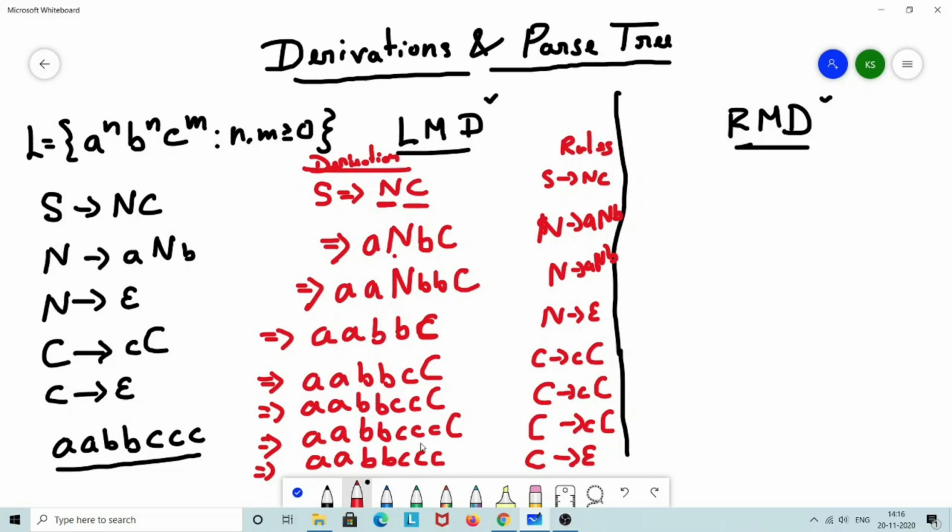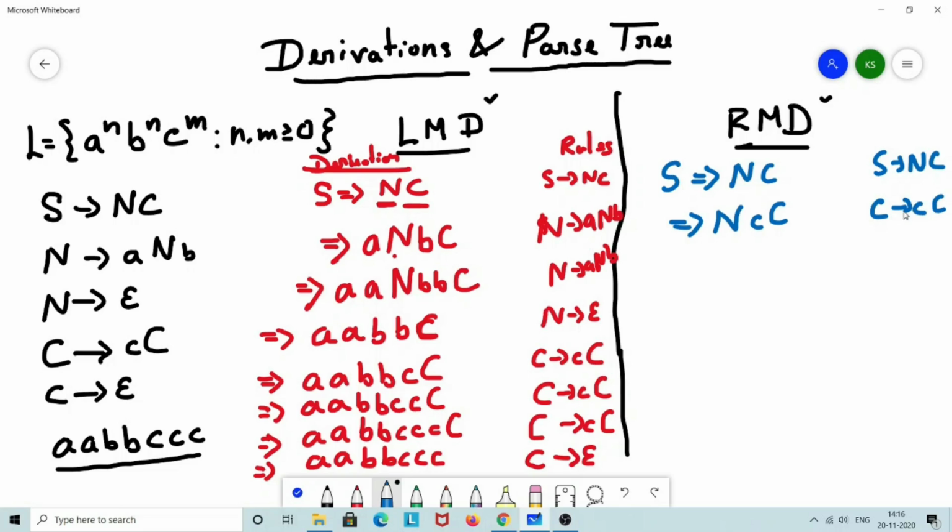Where I substitute the leftmost non-terminal in my rule, right? Now let us see rightmost derivation for the same string. I'll make use of a different color. S gives NC. The rule applied is S gives NC. If your guess is that I have to substitute C first, then you're right, because among N and C, the rightmost in this case is C, right? So I will substitute C first. This N will be written as it is, and C will be replaced with small letter c followed by capital C.